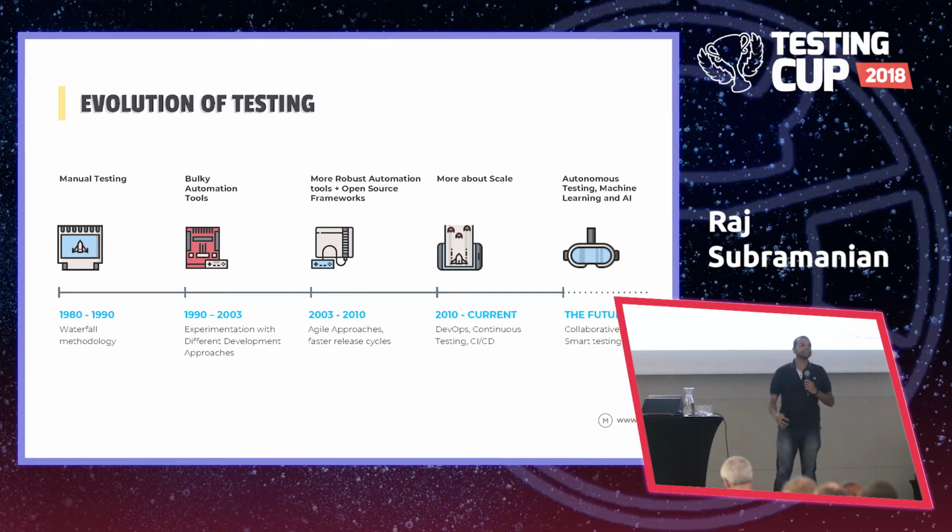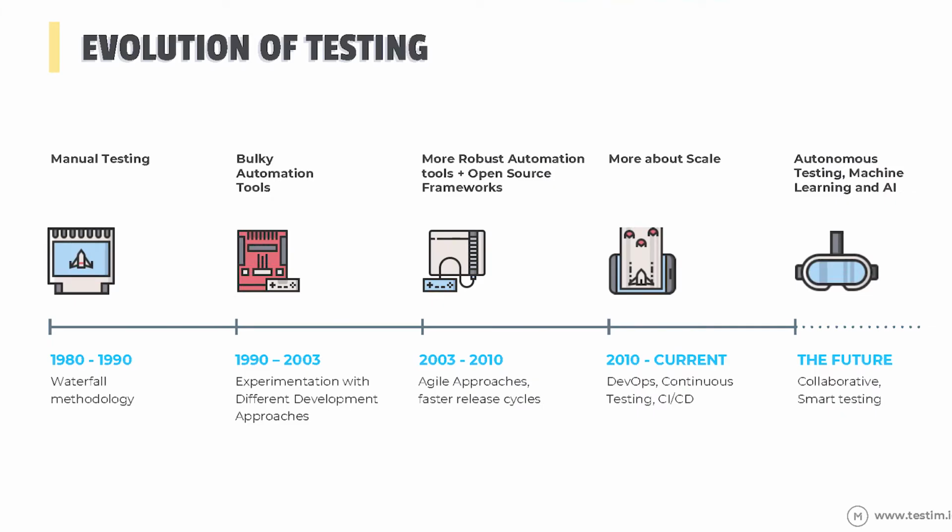Then we have the 1990 to 2003 period, right? So we had bulky automation tools. One second, I'm going to stand here because I usually walk a little bit. This is kind of restricting for me. So anyway, okay, this is really good now.